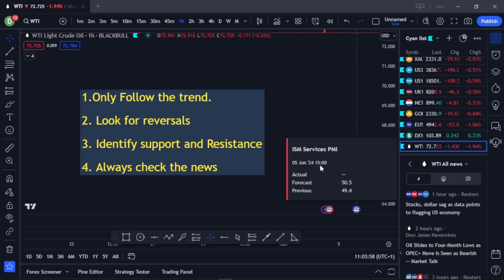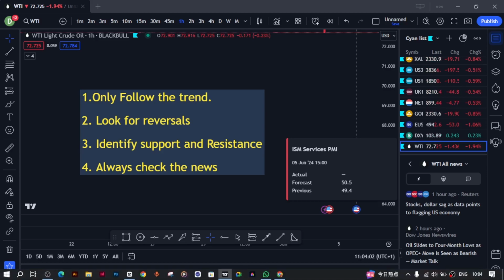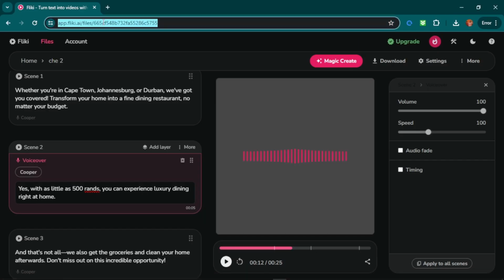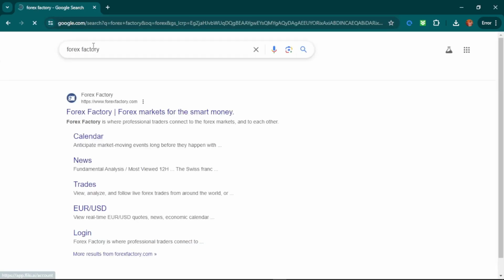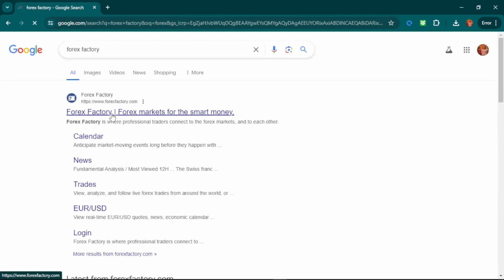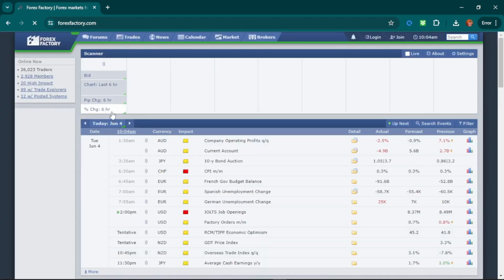All these news, you can go check them out on Forex Factory by going over to your browser and typing Forex Factory. So for example, let me just type in here Forex Factory. So here's the website I normally go to for my news. I'm just giving you all these things at hand so that when we get started, it becomes quite easy for you to follow up.